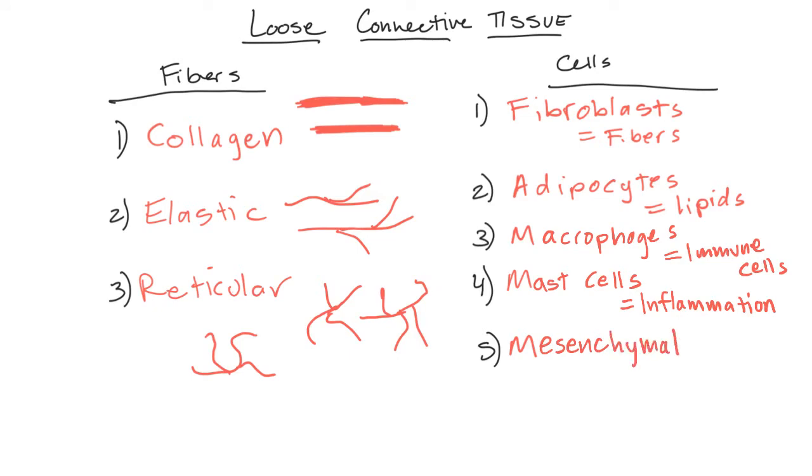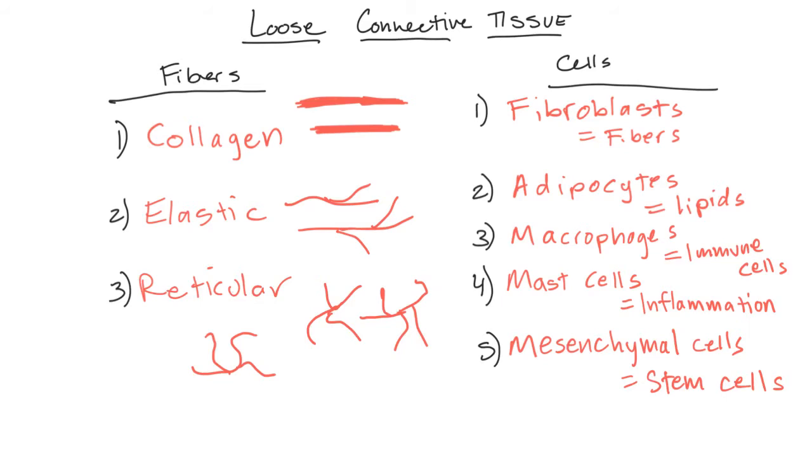All right, and then we have our mesenchymal cells, which are our stem cells, which are undifferentiated. They can turn into all the other types. So what defines the loose connective tissue is what type of fibers are running through it, and what type of cells are present, and how many, and how they're spaced, and things like that.